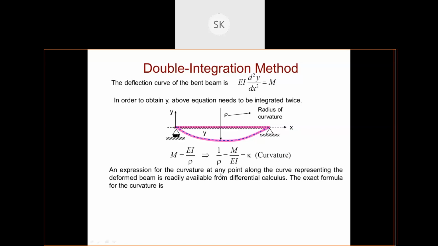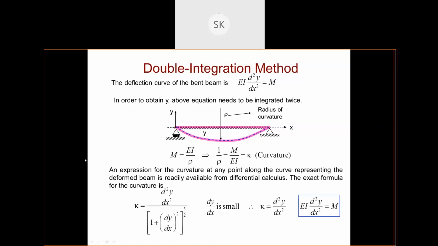So an expression for the curvature at any point along the curve representing the deformed beam. They have derived this in a concise manner. They have made the derivation very short here. So ultimately you will get the equation like this: EI d square y by dx square equals M. So remember this equation. This is the general equation. Now you have to use this equation to derive the deflection and slope for other beams.